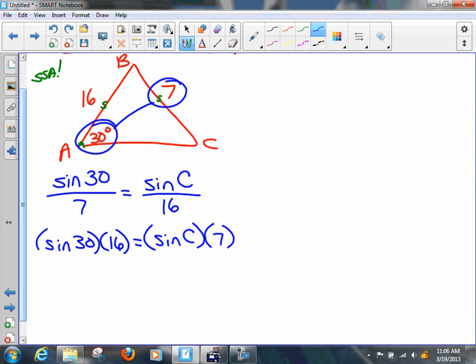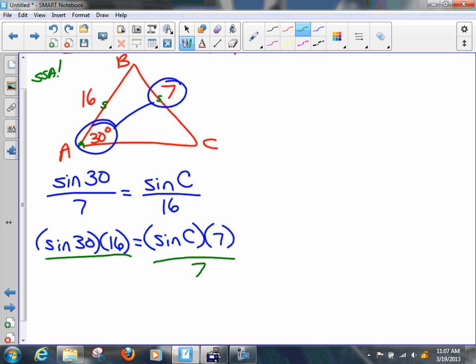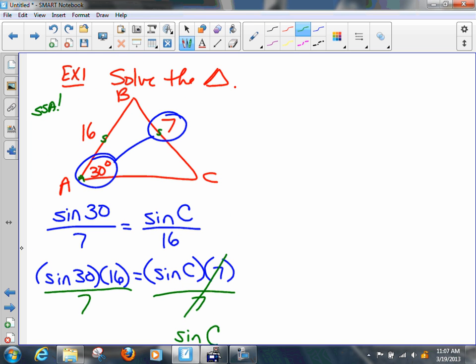What am I solving for? Am I solving for sine of C, or do I want to know that angle measure? How are we going to get sine C by itself? Say it again. Divide by 7. All right, so let's do that. We're going to divide by plain old 7. I want you to look at what's going to end up happening. I'm going to have not plain old C, but I'm going to have sine of C.